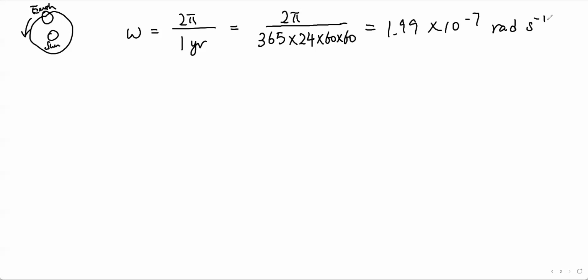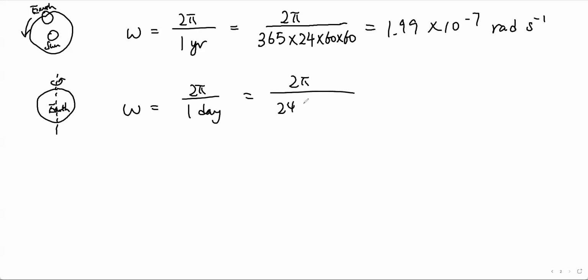Another period that you may know, you should have known, is the self-rotation of the Earth about its rotation axis. How long does it take? 24 hours or 1 day. So there will be 2 pi over 1 day, and then you need to convert the 1 day to seconds, right? Now we are going to use these two values later on.